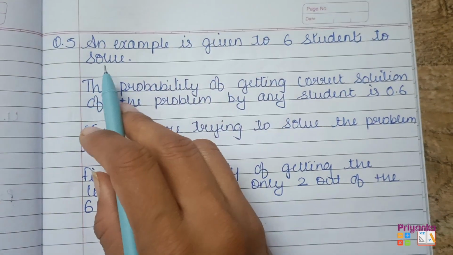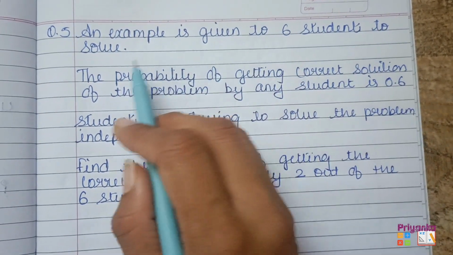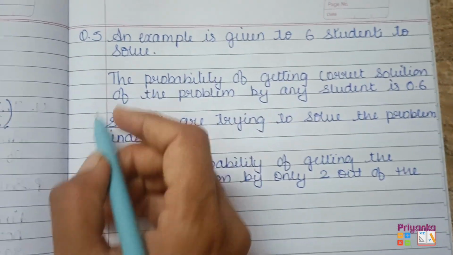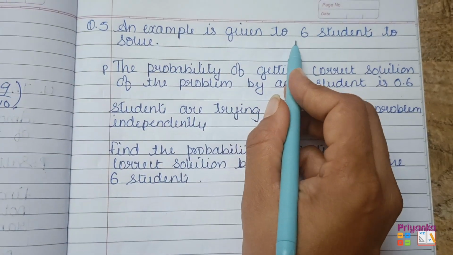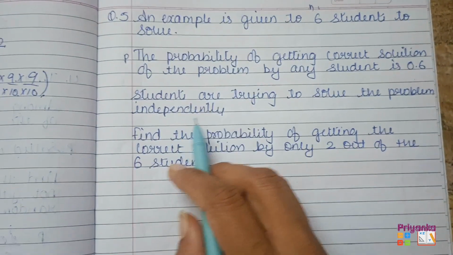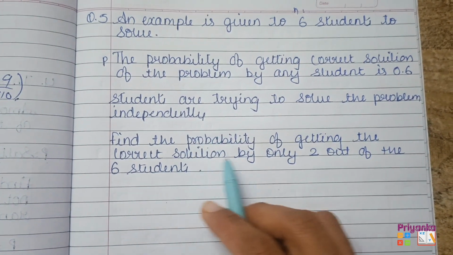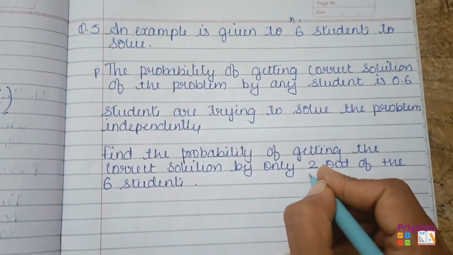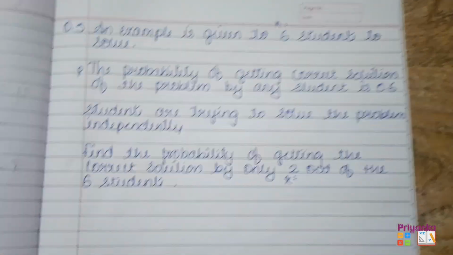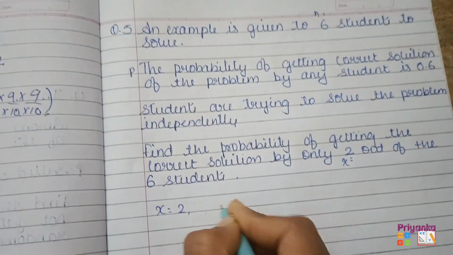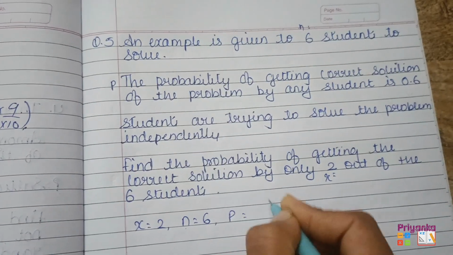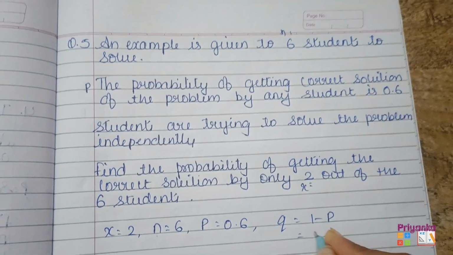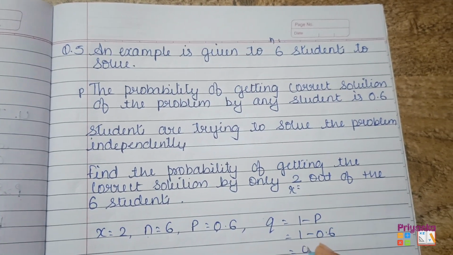Moving to the next. Question number 5. An example is given to 6 students to solve. The probability of getting correct solution of the problem of any student is 0.6. Here we'll denote it as p, and n number of students. Then students are trying to solve the problem independently. Find the probability of getting the correct solution by only 2 out of 6 students. So the number of success we will denote x as 2. So let's write down here. X is equal to 2, n is 6, p is 0.6, and to find out q, that is 1 minus p. 1 minus p value is 0.6, you will get 0.4.